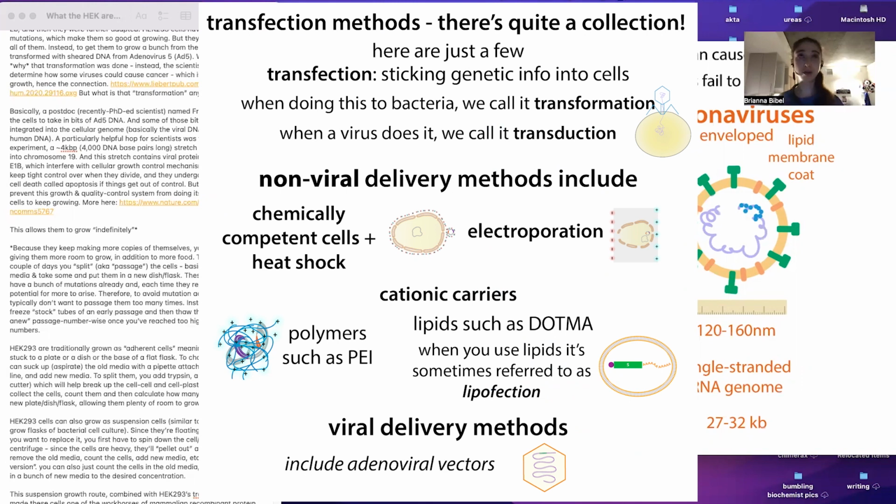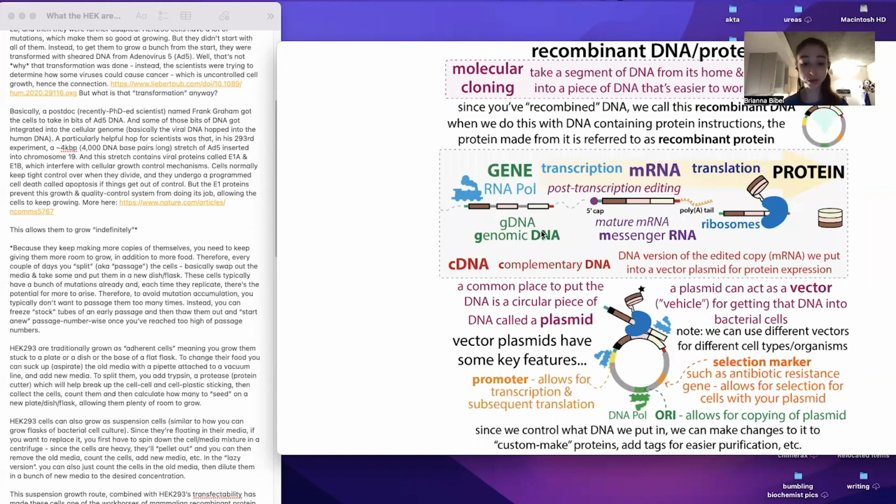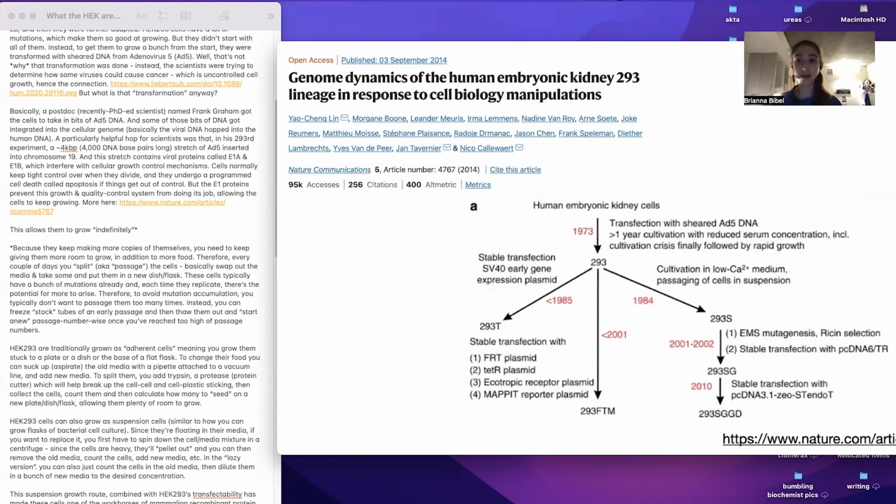When we talk about transformation, that's basically getting genetic information into cells, and there are different ways you can do this. He was transforming these cells with the sheared adenoviral DNA, so not the whole adenovirus, but broken up pieces. Some of these pieces would integrate into the host genome, basically inserting themselves into it. And if they did this just the right way, then they could actually get these cells to potentially grow forever.